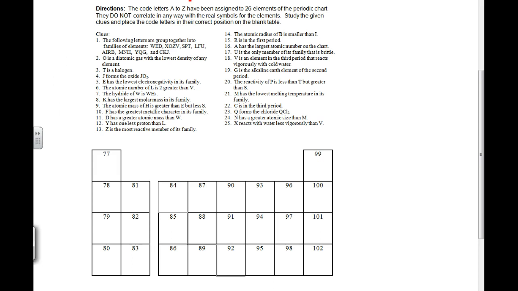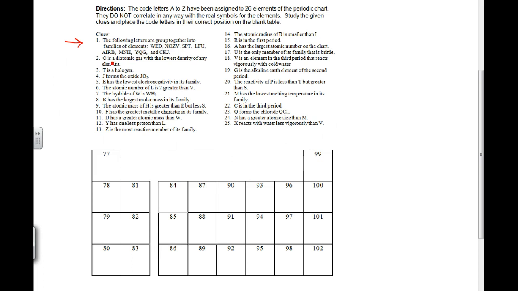So the most important clue is the first one. It says that the following letters are grouped together into families. And remember, families are vertical columns. If they're all together, if you find one, if you know what column it goes in, you know the other two must go in also. So there it tells us the groups that are together. Now let's read number 2.